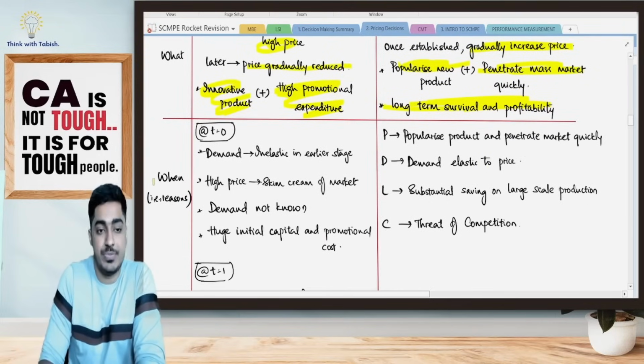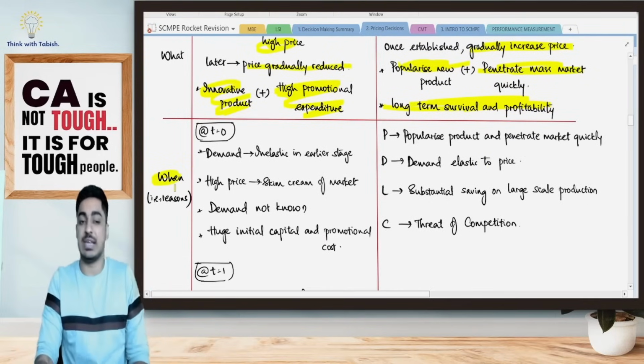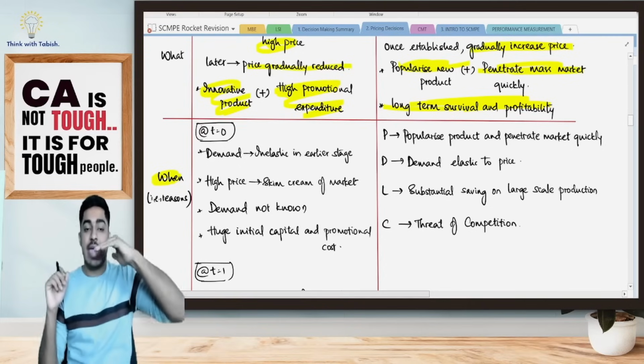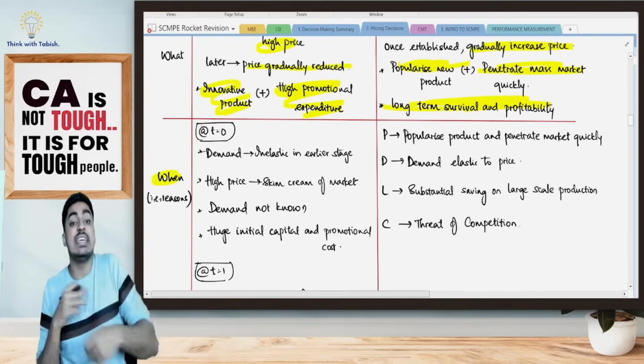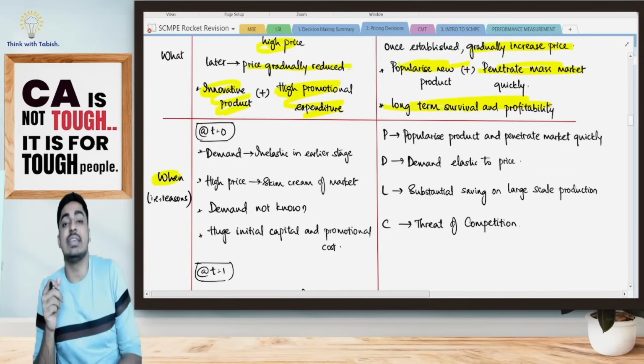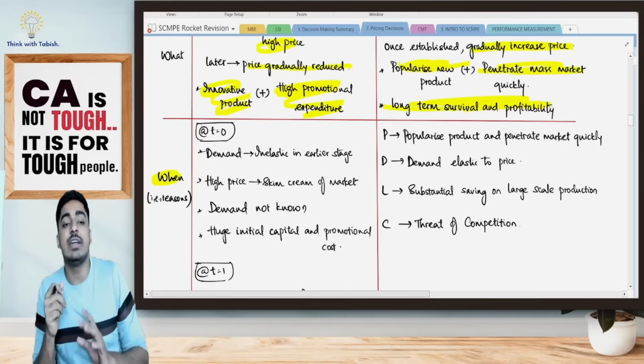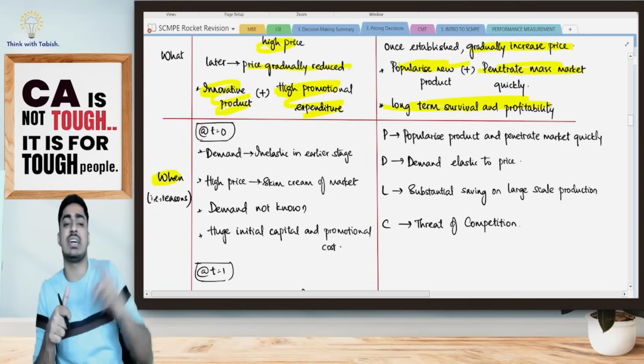Now, when can we go for skimming pricing? Okay, 4 to 5 reasons are there. First, at time 0, I am telling my demand is inelastic to price at the earlier stage. Whether I increase or reduce the price of Apple iPhones, people who want to buy will definitely buy. Demand is inelastic. So why not charge a high amount?